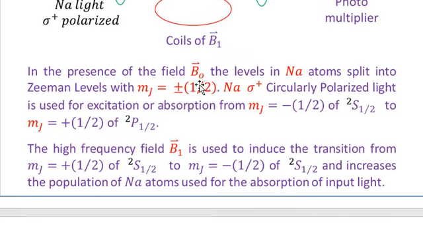In the presence of the magnetic field B0, the levels in the sodium atoms split into the Zeeman levels, represented by Mj is equal to plus minus half. The sodium sigma plus circularly polarized light is used for the excitation or for the absorption from the ground state Mj is equal to minus half of S1 half to the upper level Mj is equal to plus half of the P1 half level.